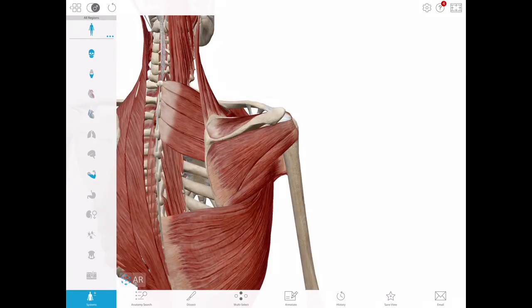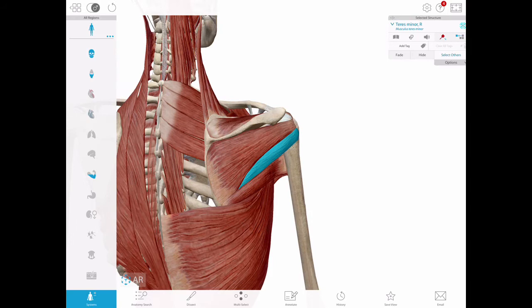Here is the teres major. This muscle helps with shoulder extension, adduction, and medial rotation. And here we have the teres minor, which helps with shoulder lateral rotation and horizontal abduction.